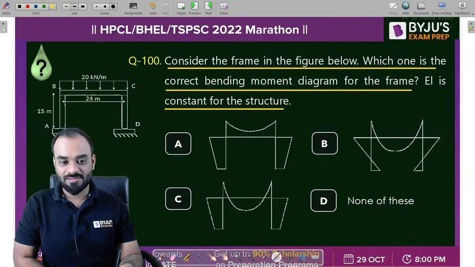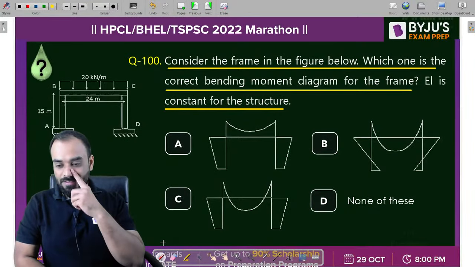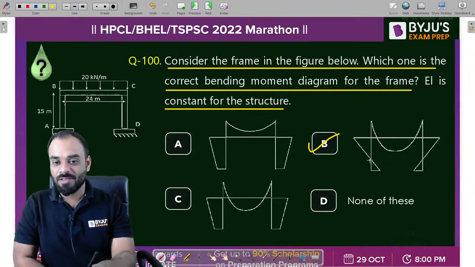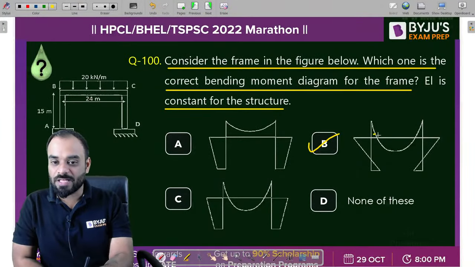100C, 100B. Yes, it should be B. It should be B. This particular portion is negative. This portion is negative. This portion is positive, positive, negative, and negative.